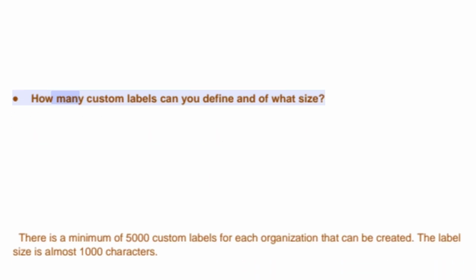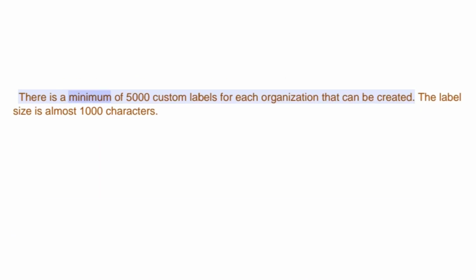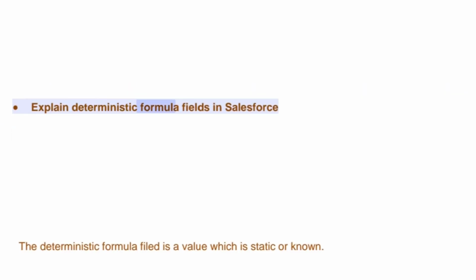What is the custom label concept in Salesforce? You can access custom text values from Apex classes and also from any Visualforce page, which are known as custom labels. How many custom labels can you define and of what size? A maximum of 5,000 custom labels for each organization can be created. The label size is up to 1,000 characters.